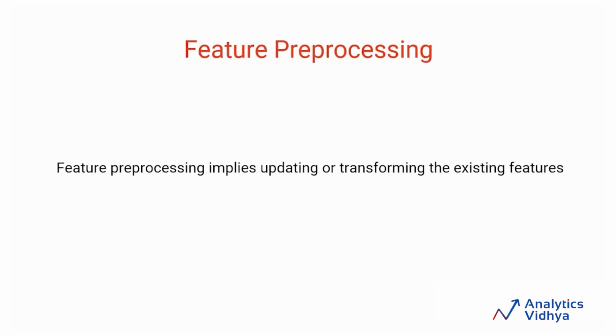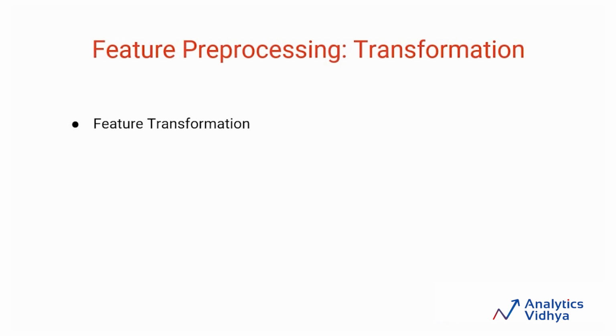Let's start with feature preprocessing. There are various methods to perform feature preprocessing and we'll look at them one by one. The first method we look at is called feature transformation.